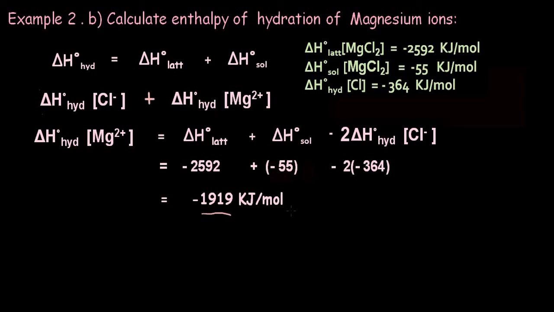So in this video we have learnt what the enthalpy of solution is, how to calculate the enthalpy of solution, and we have also learned why, when some ionic compounds are dissolved in water, it is an endothermic process or an exothermic process, making the solution colder or hotter.